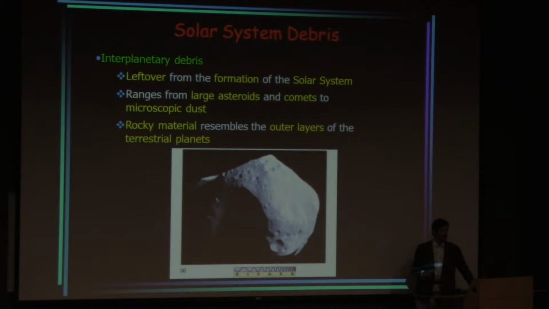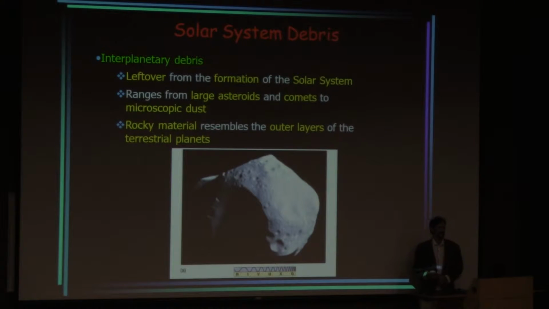It's actually primordial. There's sort of different levels of primordial. We'll talk about that. But it basically represents material that hasn't been reprocessed very much since the formation of the solar system around 4.5 billion years ago.